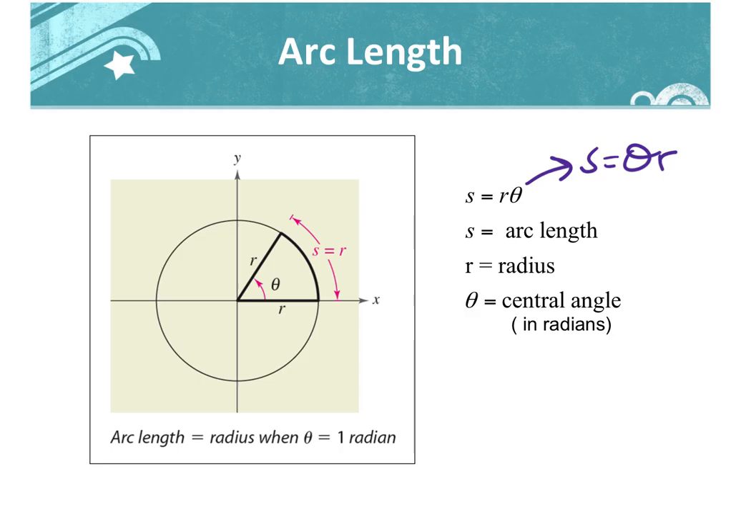Okay, S equals, this is theta. Some good Greek prep for you if you're involved in a fraternity or a sorority. That little value is theta. Okay, we're going to use it a lot in chapter 4. And the R stands for radius. Notice that the theta has to be in radians. So if it's given to you in degrees, the first thing you're going to do is convert it to radians and then plug it into this equation.